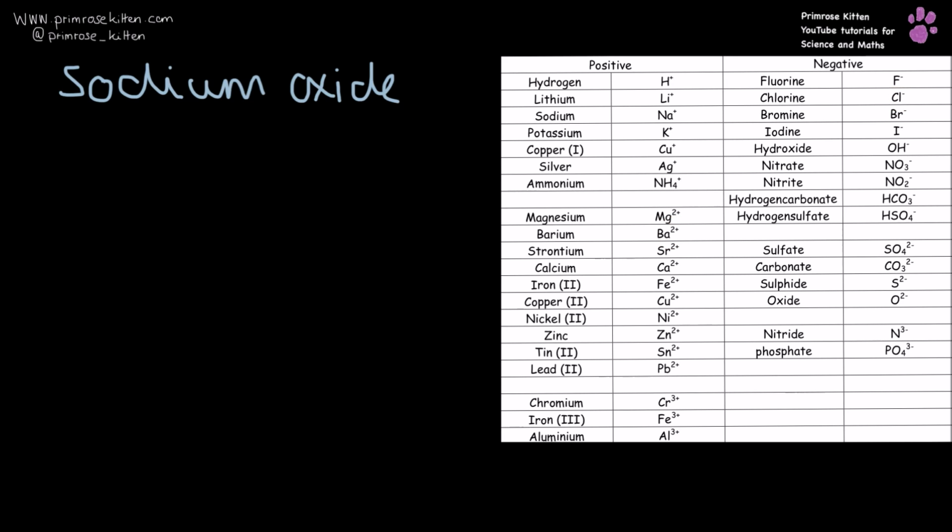Sodium oxide, Na+, O2-. So now we have 2 negatives and only 1 positive, so we need double the number of positives. So we get Na2O.